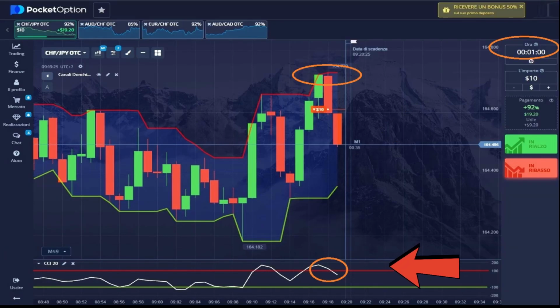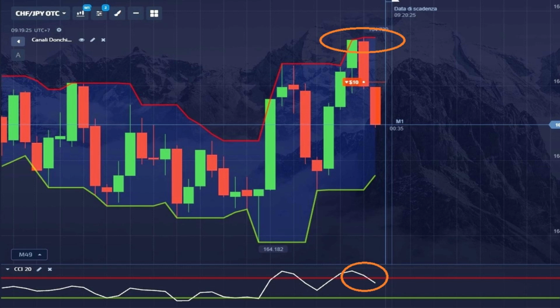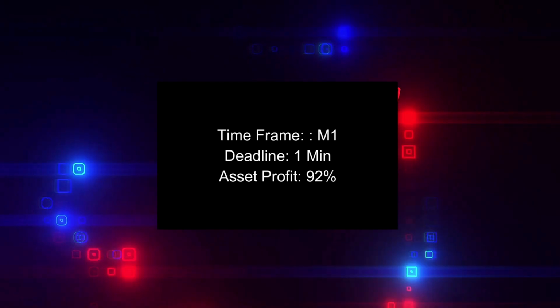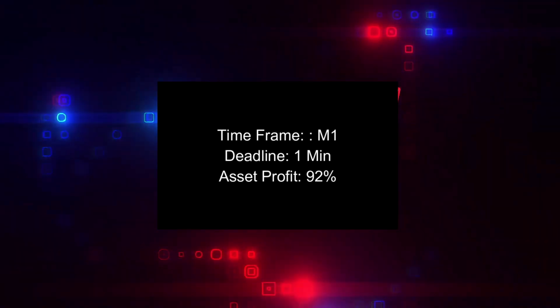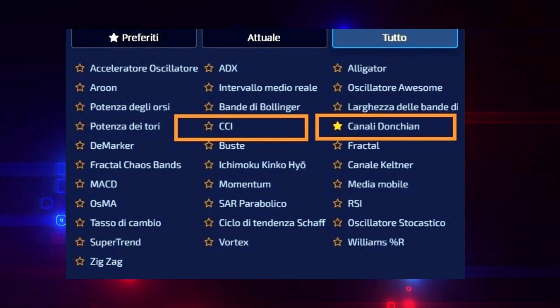The strategy will be executed on Pocket Option, using two of its built-in indicators that we will adjust accordingly. Settings: 1 minute time frame and 1 minute deadline. The indicators used are the Donchian channel and the CCI oscillator.